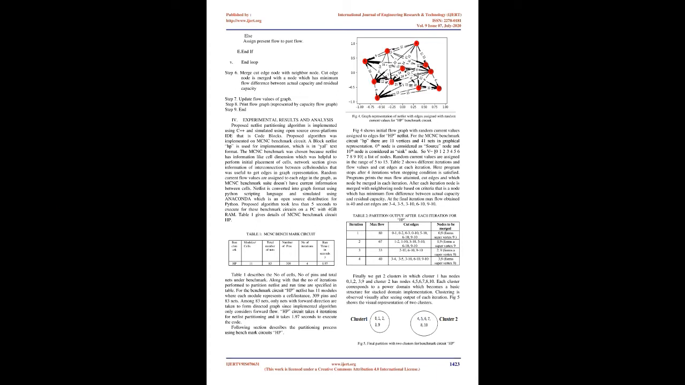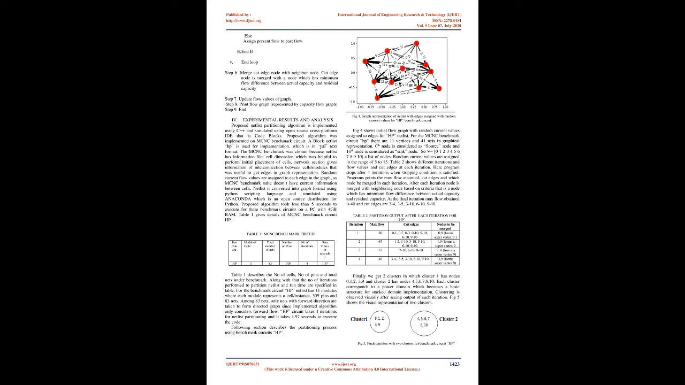Step 6. Merge cut edge node with neighbor node. Cut edge node is merged with a node which has minimum flow difference between actual capacity and residual capacity. Step 7. Update flow values of graph. Step 8. Print flow graph, represented by capacity flow graph. Step 9. End. Now, experimental results and analysis.